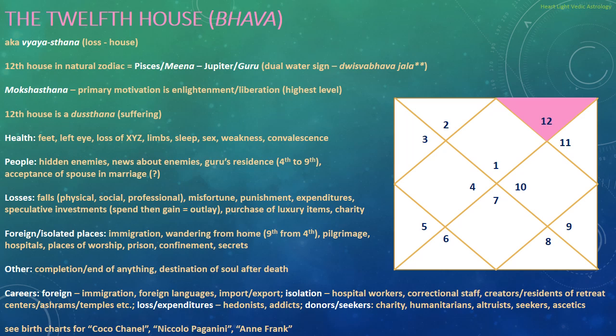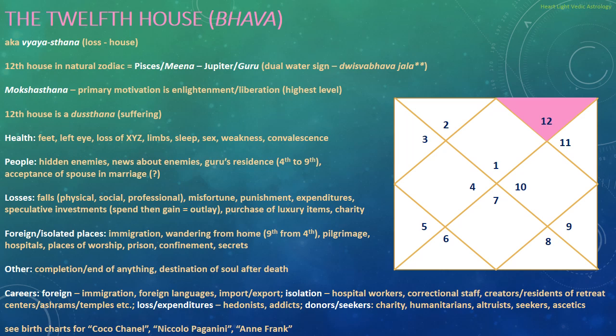And who else's chart? Paganini, the Italian violinist, virtuoso. He had a lot of monetary losses, financial losses. He traveled all over Europe. He had a lot of sexual partners and actually sexual diseases that came from that. He was also an addict, and he had a bunch of planets in the 12th house, and he ran those planets as well.